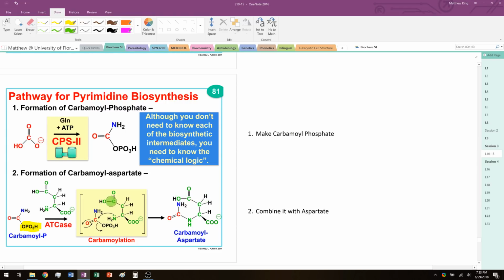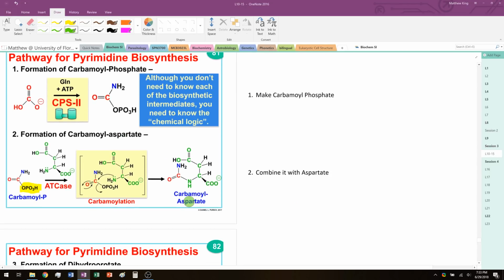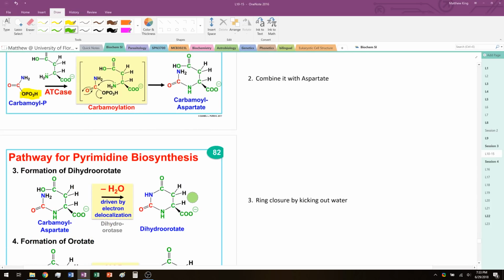So this process is called carbamylation, but you're just doing the tertiary intermediate trick because the phosphate is a really good leaving group, and now you have almost all of the ring right here. So that's step 2. You add aspartate, and we're almost there already. So now we're going to go on to step 3.